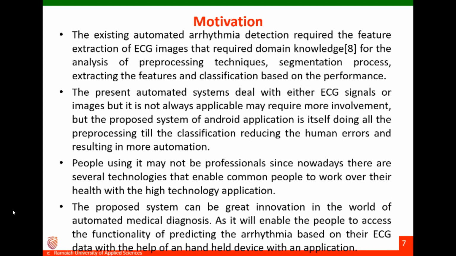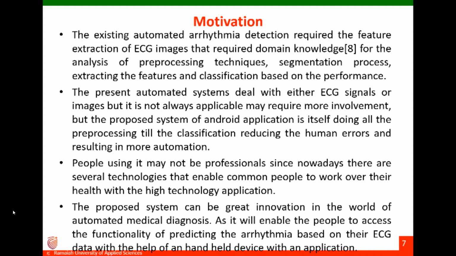So here in this project we will try to look up with all these. Next we'll go to what is innovation in our project, what we try to put as the difference. The existing automated arrhythmia detection requires feature extraction of ECG images. They require domain knowledge for the analysis of preprocessing techniques, the segmentation process, extracting the features, and classification based on the performance. But the problem is, whenever human involvement is there, errors may be introduced.